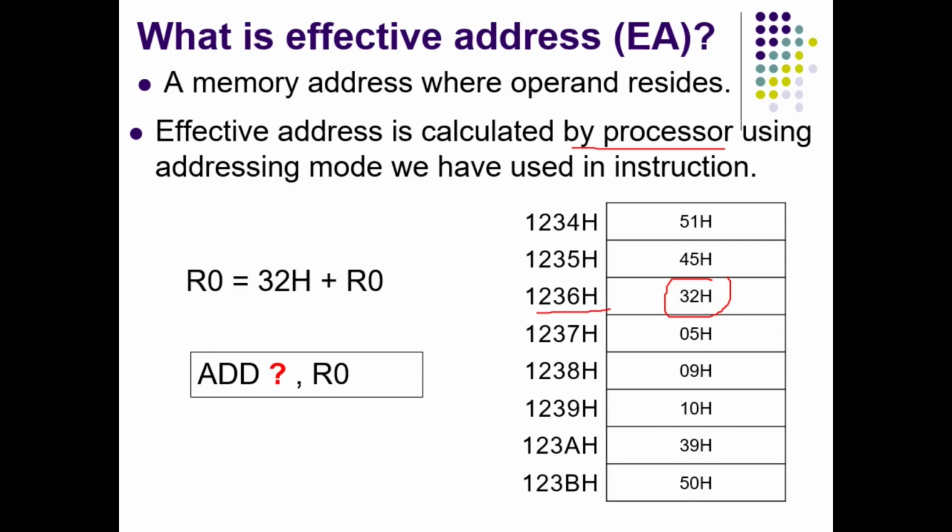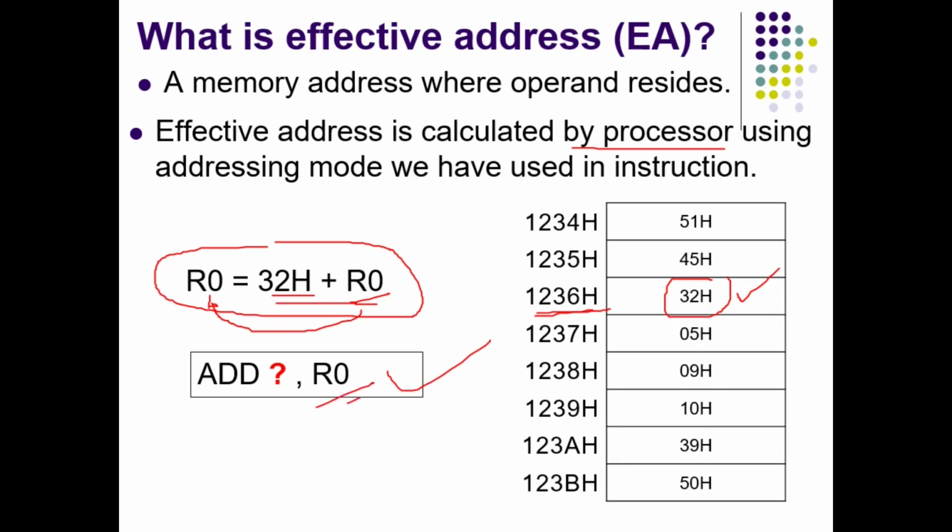For example, see here, I want to execute this statement in assembly language. I want to add 32H to the R0 content and store it in R0 again. Now 32H is there in the memory at the location 1236H. So in my assembly language instruction, you can see I have written the destination as R0 and the instruction as add. The add instruction adds two numbers and stores the result in the destination. So I am adding R0 and I want to add 32H. How do I mention that 32H here? Because 32H is there in the memory.